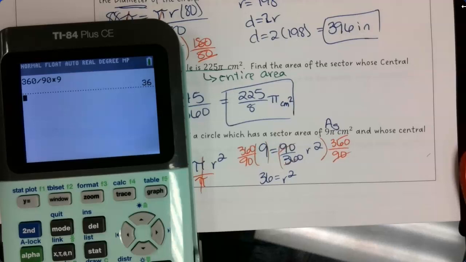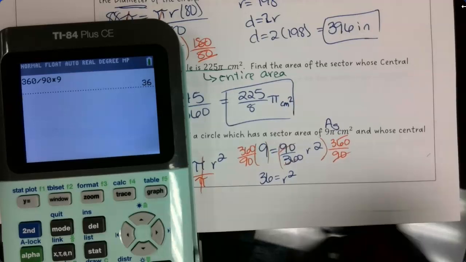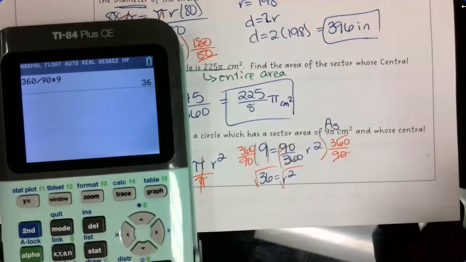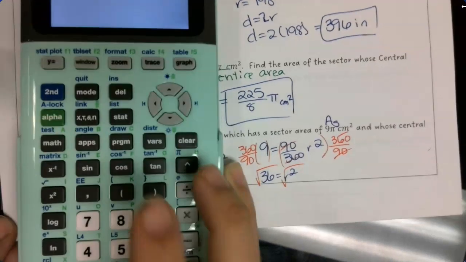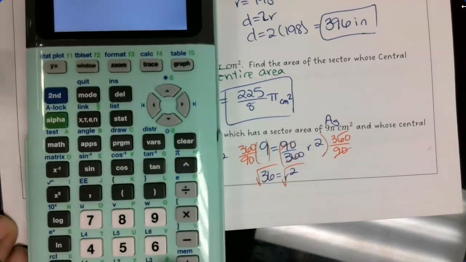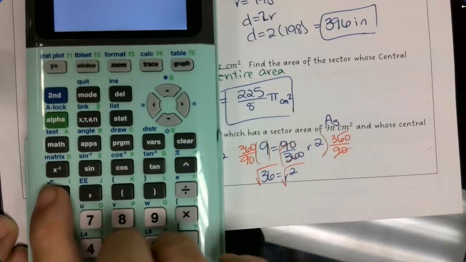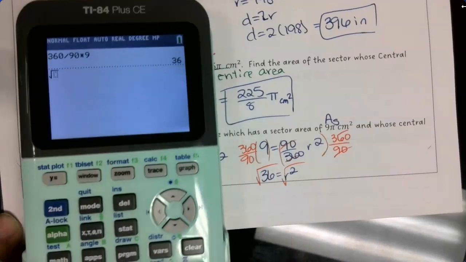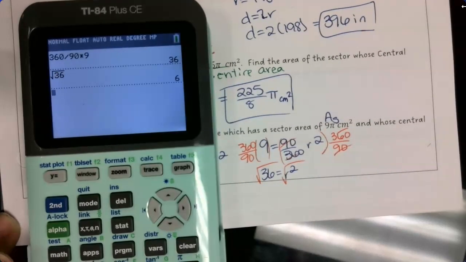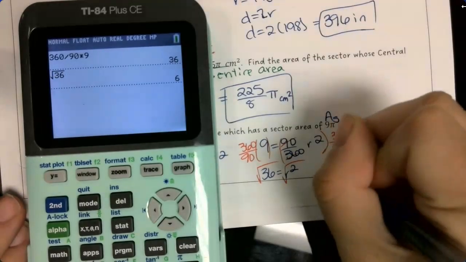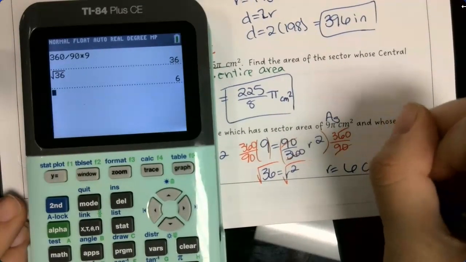Then I want to go ahead and find the square root of both sides. If I can't remember what the square root of 36 is, I can always press the blue second button and then the x squared button diagonal from the 7. If I look above, the blue has the square root symbol, I press that and then I type in my 36, which gives me 6. So my radius is 6 centimeters.